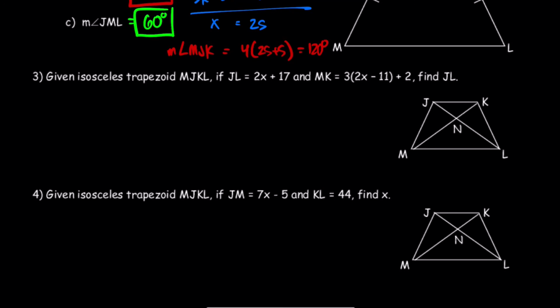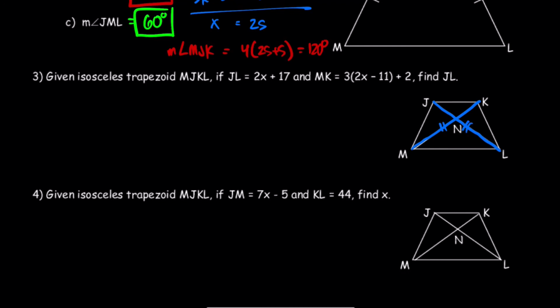Given isosceles trapezoid MJKL, if JL is 2x plus 17, so here's JL, that's a diagonal. MK is 3 times 2x minus 11 plus 2. That's this diagonal. Find JL. So I'm not going to label the diagrams. They'll be a little too cluttered. Unfortunately, I didn't make this diagram big enough. But I know the two diagonals are equal.